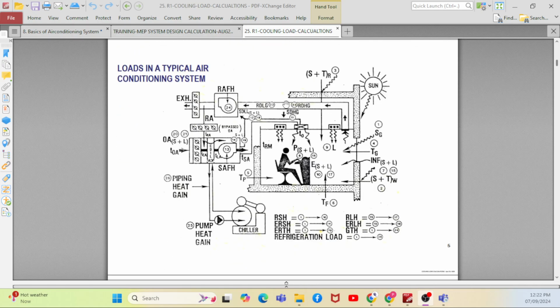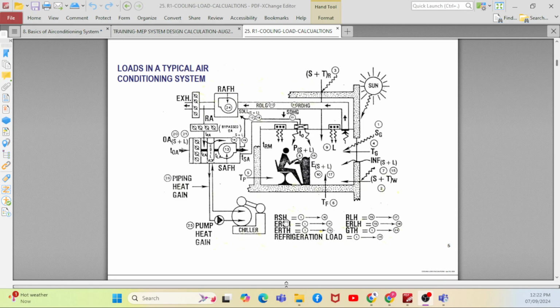This is a simple air conditioning system. There is an air conditioning machine which supplies the air by means of ducting, and you take the return air. You recycle it, and also you provide some of the air to outside, and you take some of the air from outside. So this is just a small picture to understand.